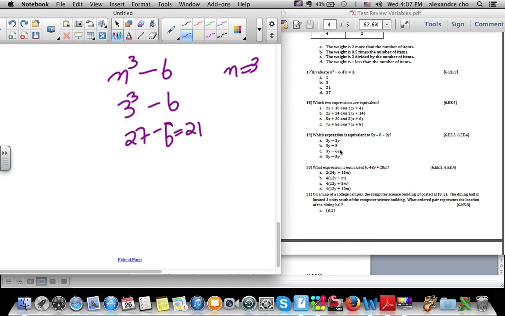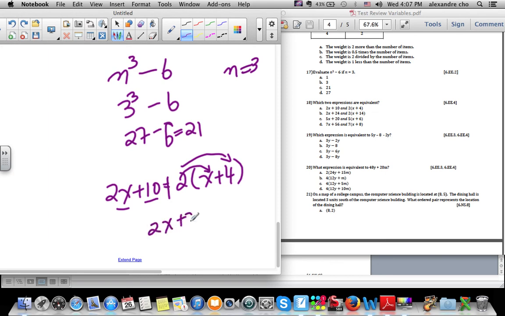18. Which two expressions are equivalent? Okay, so here we have, remember, this looks like what we had before. Distributive property and after distributive property. So this one, 2 times x, 2x, good. 2 times 4 is 8, and they have 10, so these two are not equivalent. The second one, we got 2x plus 24 equals 2 parentheses x plus 14. Well, let's do the distributive property. 2 times x is 2x, good. 2 times 14 is 24. No, 2 times 14 is 28. They have 24. Nope.